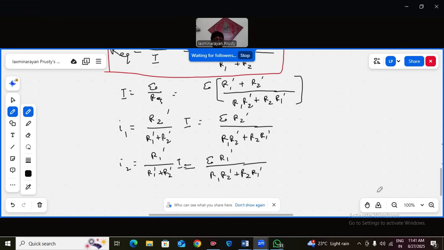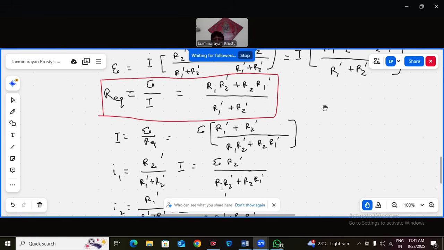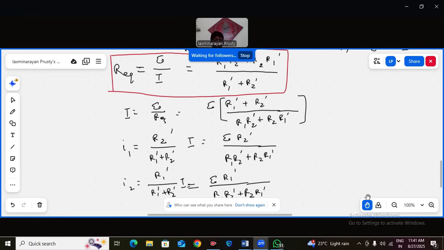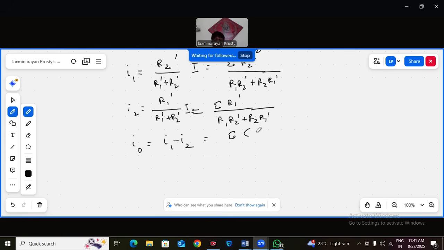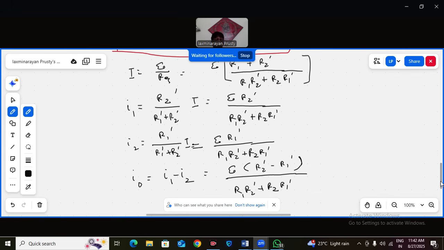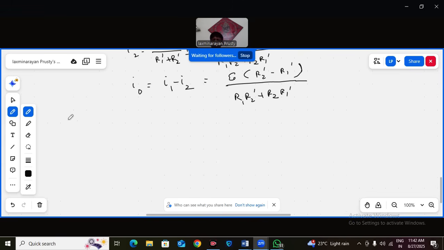Nice. So I think we have got I1, I2 as well as the R equivalent. Everything okay? Then I naught, the current through the bridge resistor, will become I1 minus I2. So E, R2 dash R1 dash by R1 R2 dash plus R2 R1 dash. Okay. So nice, very simple now.